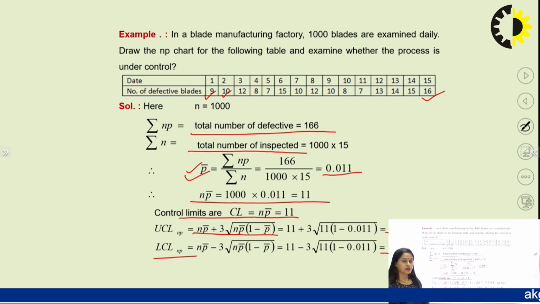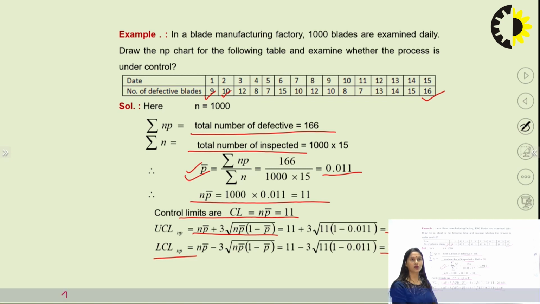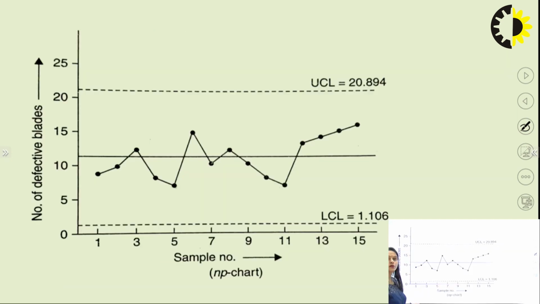So the first part is done, that we have calculated the control limits. Now it comes to drawing the NP chart and examining. In the previous question, it was only said to examine whether the process is in control or not. But in this question, they are saying draw the NP chart and then find whether the process is in control or not. We have drawn it here. Always remember that whenever we draw a control chart, sample numbers always come on the x-axis.